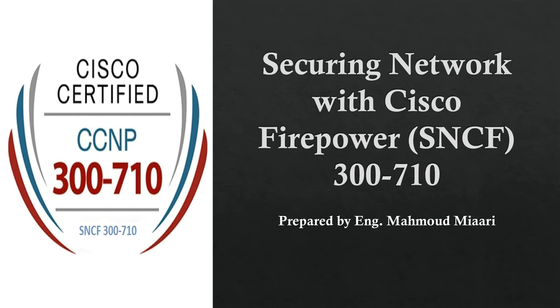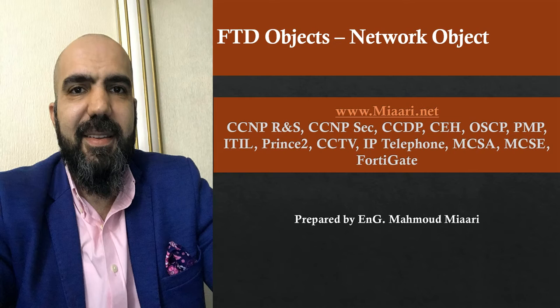Today's lecture will be about objects, and the first type of object is the network object. All the time when we are working with firewalls in general, we are working with objects. An object can be a network, a geolocation, a DNS sinkhole, or anything you will apply in the access control policy. In the inner pages, it's objects. Great, so let's talk about the first type, the network object.